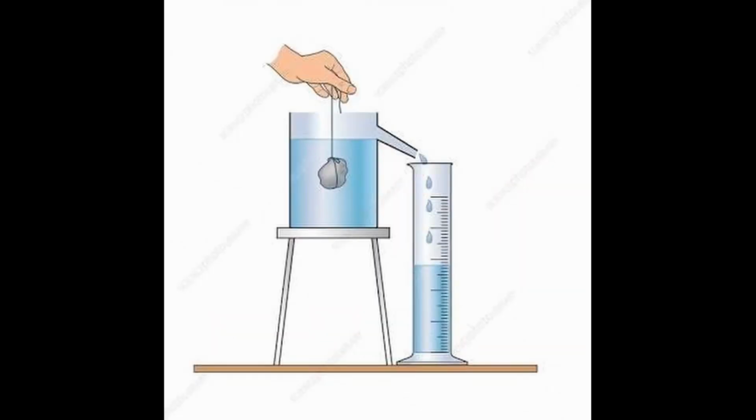Now we will learn about measurement of density of irregular solid using Eureka can. A Eureka can consists of an iron vessel which is provided with a spout. Fill the Eureka can with water till the water is at the point of overflowing. Under the spout of Eureka can, place a measuring cylinder. Gently lower the solid in the Eureka can. The solid displaces water which flows out from the spout into the measuring cylinder.